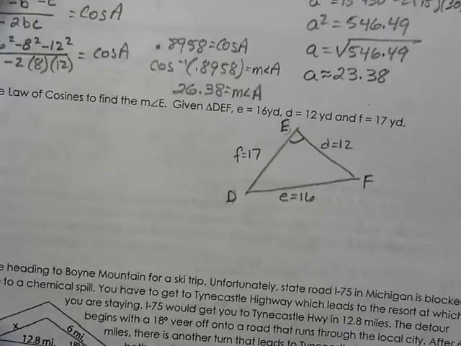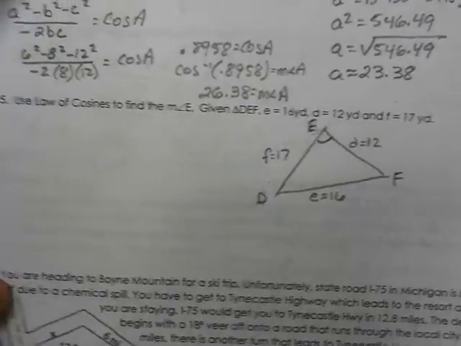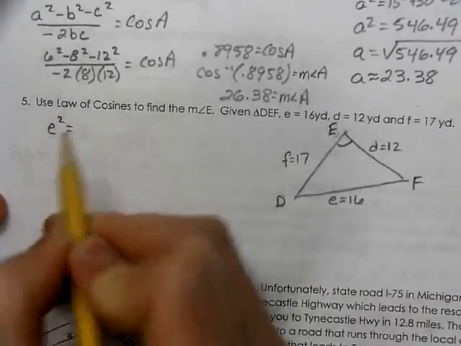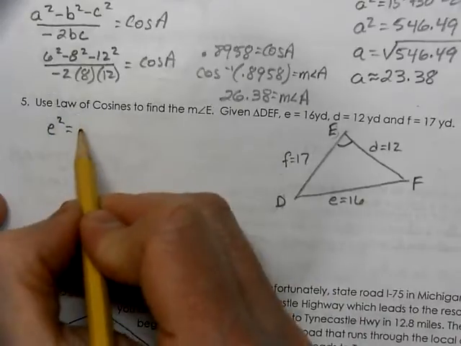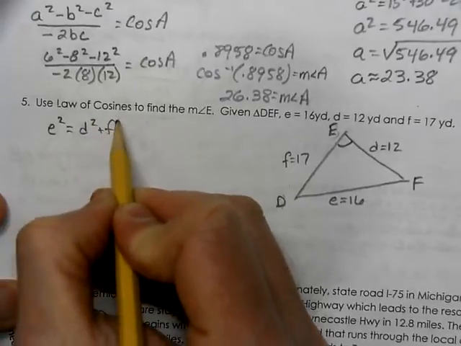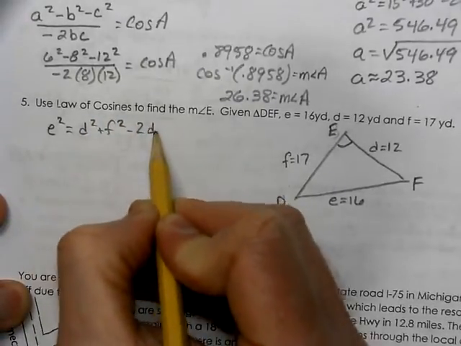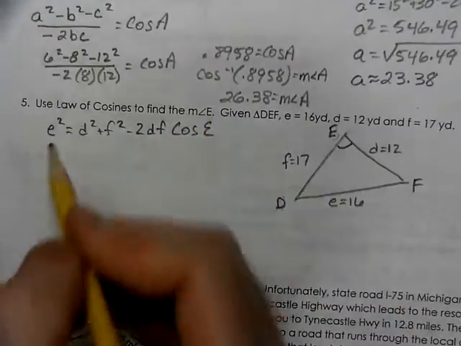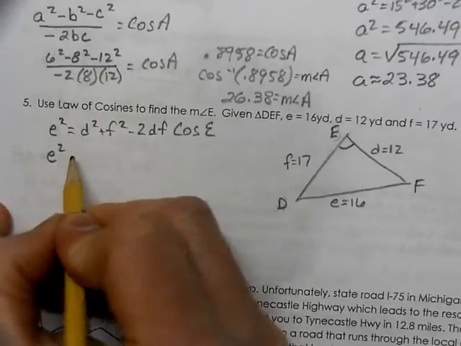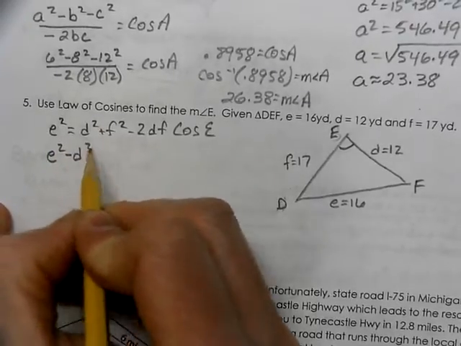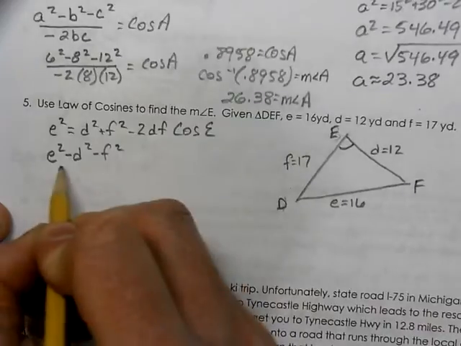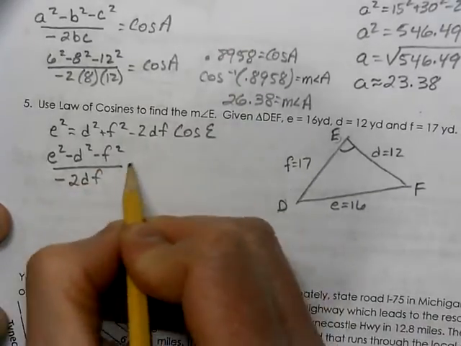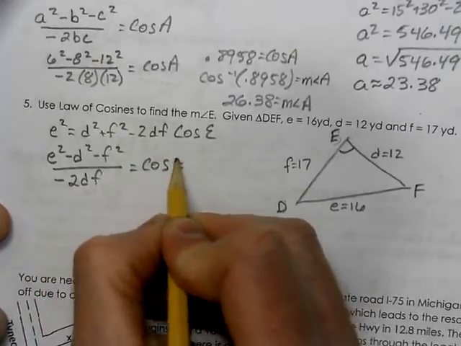So to do that, I'm going to take my side, which would be E squared, and that would equal D squared plus F squared minus 2 times DF cosine of angle E. Take your E squared and subtract the D squared and the F squared, divide that by 2 times DF to get your cosine all by itself.